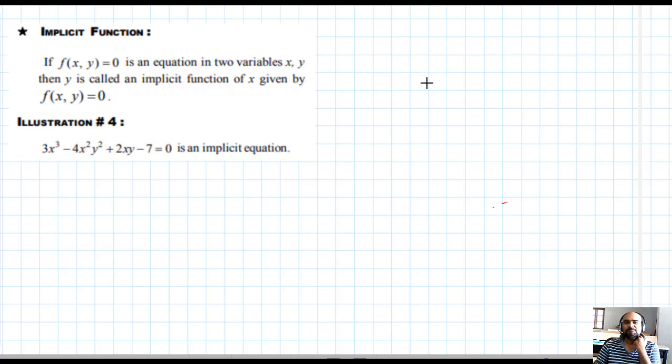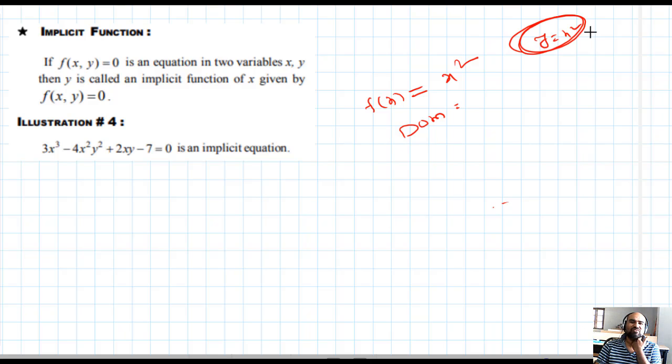Students, listen. Let f of x be a function defined as x square. What is the domain? All real numbers, no? Instead of x, whatever you write, f of x is a real number only. Or in other words, I can say that y equal to x square only. Whatever be x, y is a real number only. That's why the domain is all real numbers.